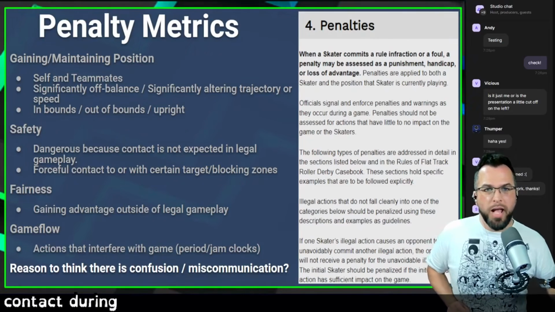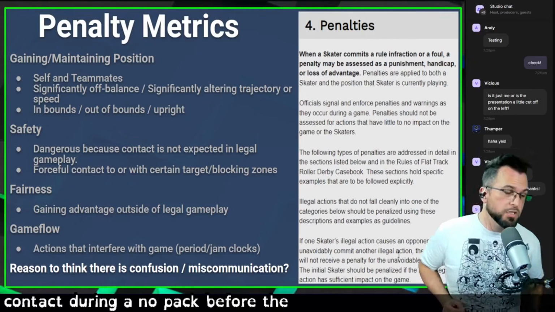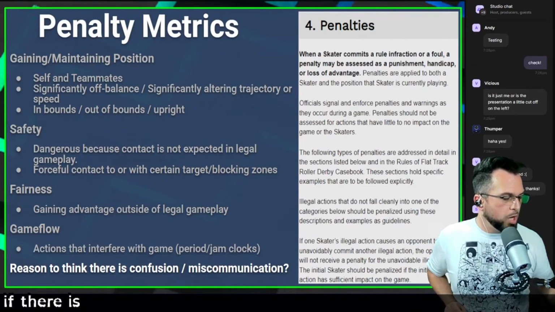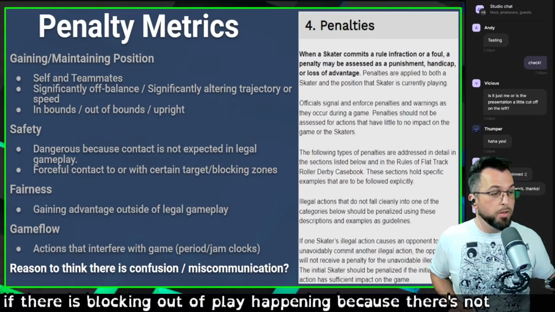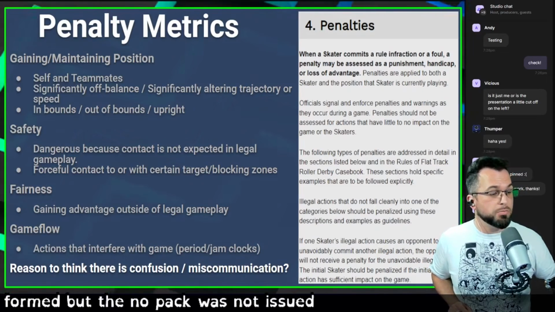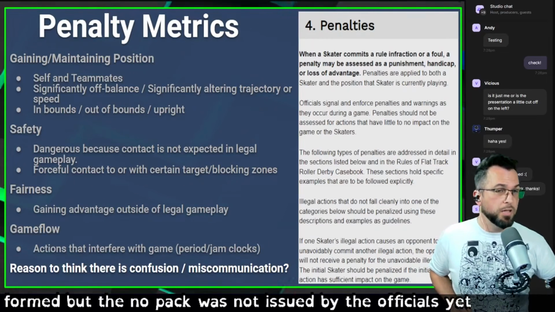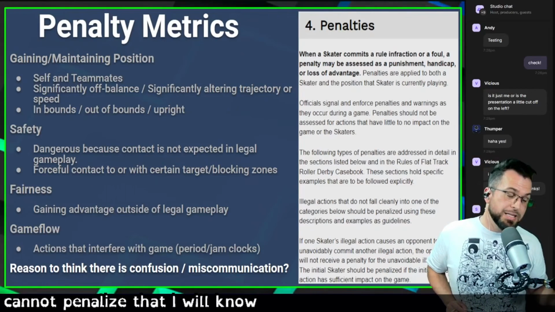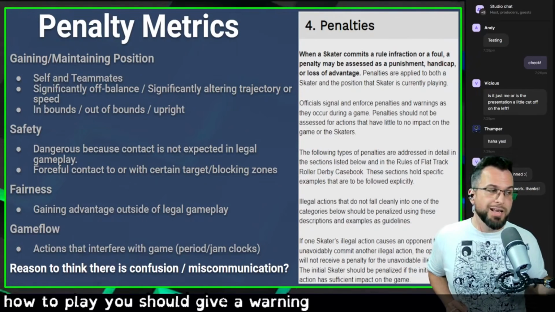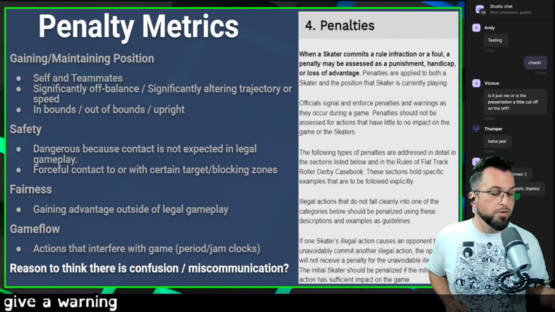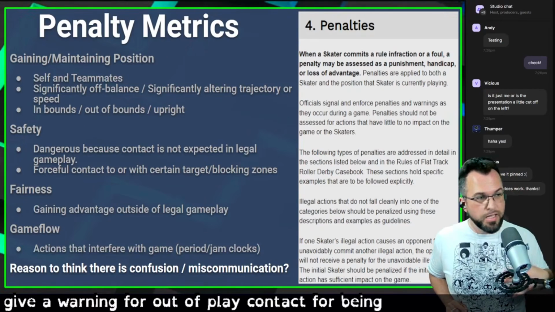Contact during a no pack before the no pack warning is delivered. If there's blocking out of play happening because there's not a pack formed, but the no pack was not issued by the officials yet, you cannot penalize that. I will note that that is different than out of play. Out of play, you should give a warning, but it is not necessary to give a warning for out of play contact for being outside of the engagement zone.